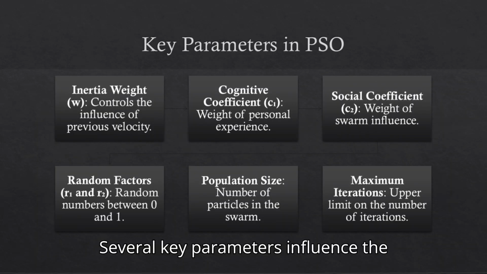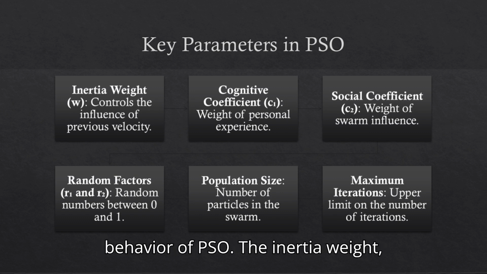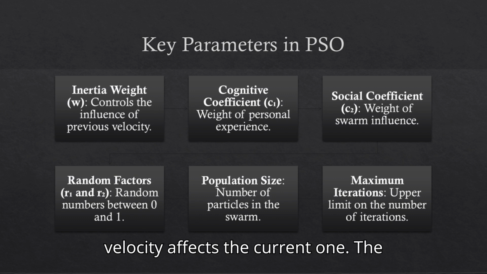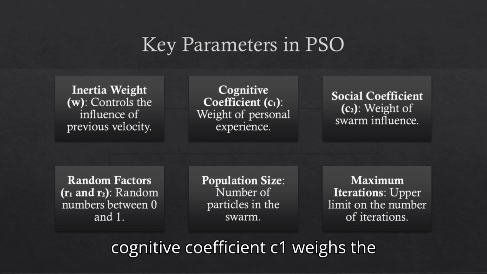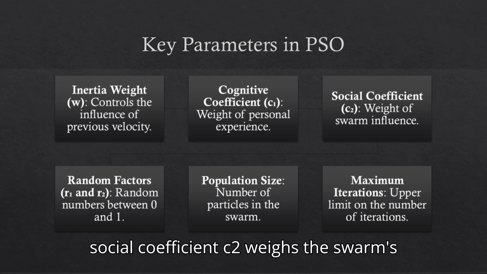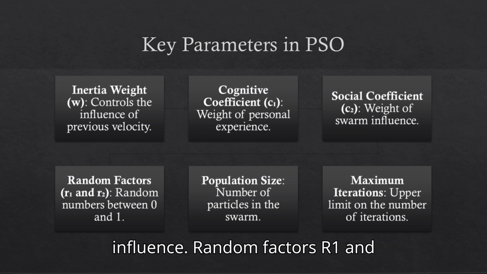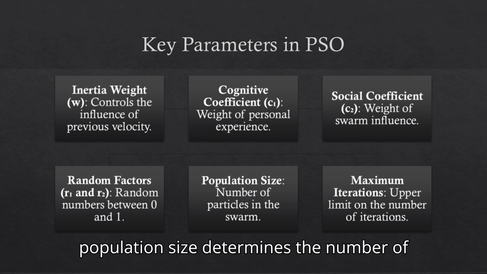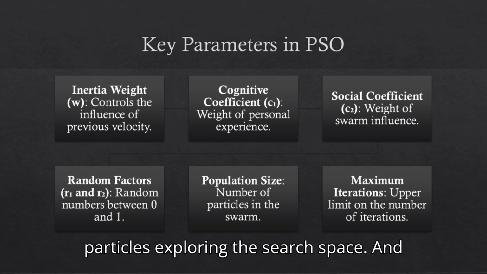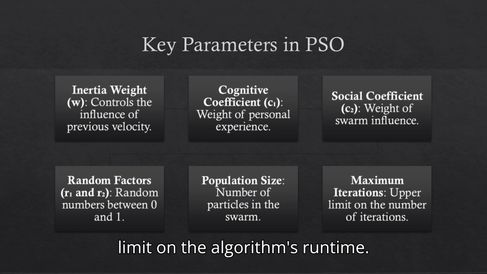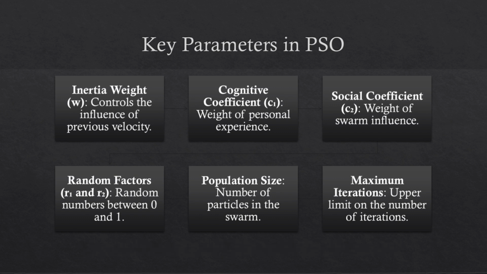Several key parameters influence the behavior of PSO. The inertia weight, W, controls how much the previous velocity affects the current one. The cognitive coefficient C1 weighs the particle's personal experience, while the social coefficient C2 weighs the swarm's influence. Random factors R1 and R2 introduce stochasticity. The population size determines the number of particles exploring the search space, and the maximum number of iterations sets a limit on the algorithm's runtime.